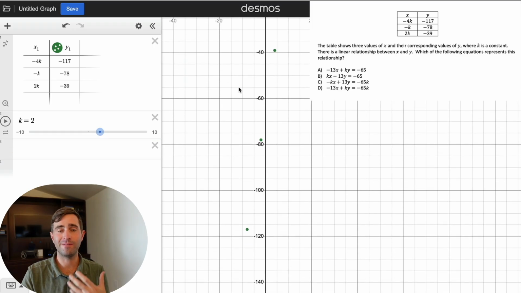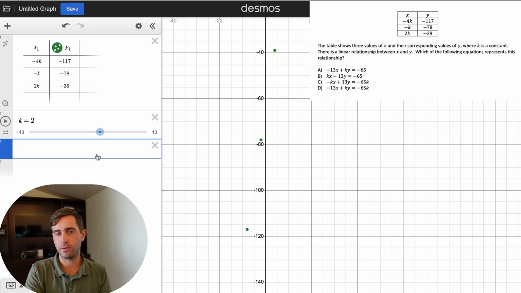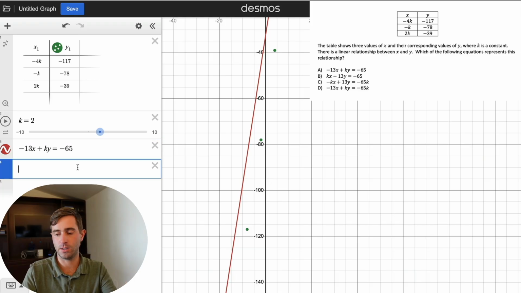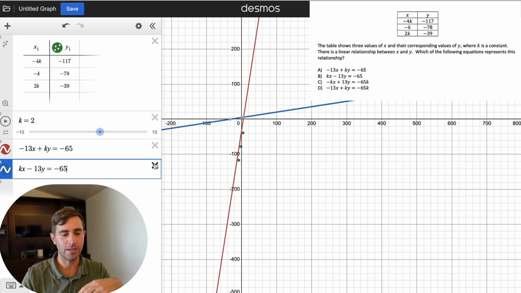The way that we can find our correct answer is when we plug those answer choices in, whichever line or whichever equation, sometimes we can deal with these with parabolas, runs through all the points, that's going to tell you it's the correct answer. And we'll talk about whether the value of k matters or not at the end. So we'll start checking our answers. Negative 13x plus ky is equal to negative 65. Well, that clearly doesn't work. Then we'll try kx minus 13y is equal to negative 65. And we can see that clearly also doesn't work.